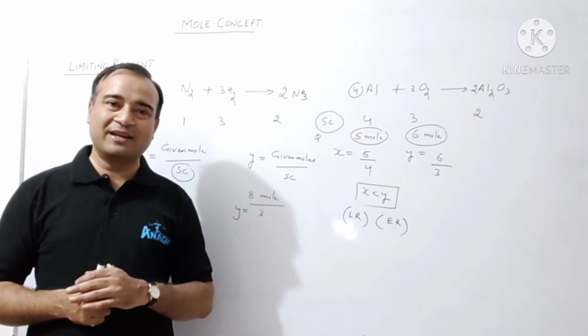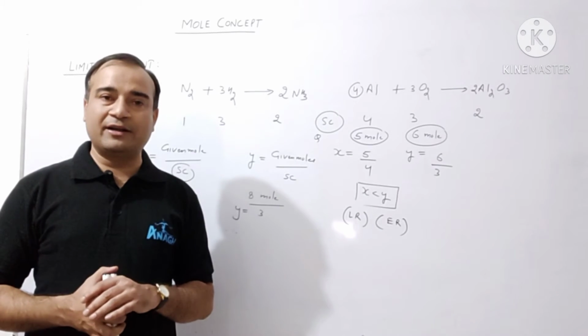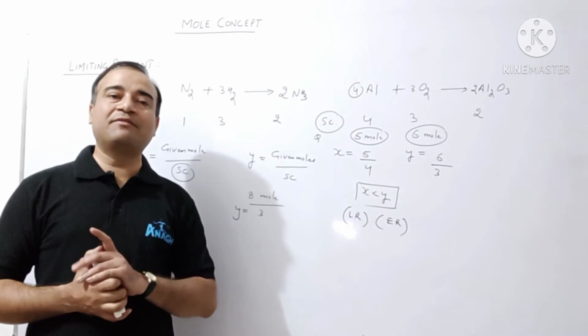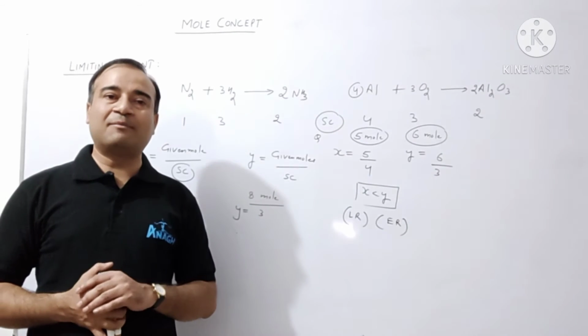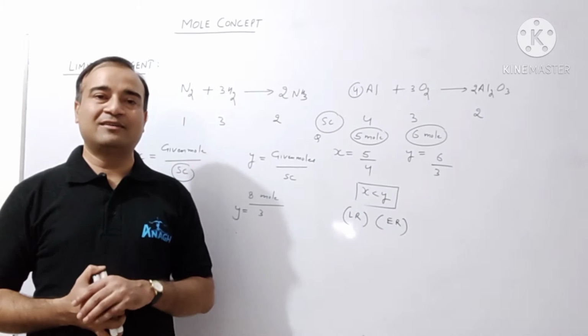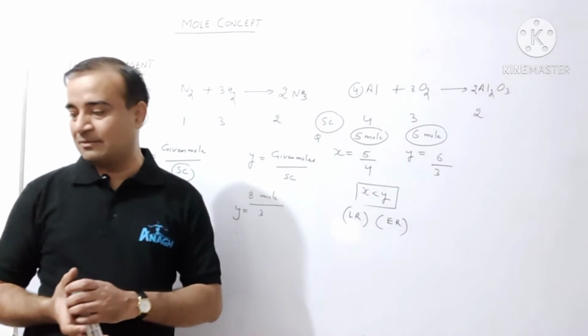How can we determine the limiting reagent as well as the excessive reagent? Now come to the next point. Question number 2. How can we determine the amount of product formed and the amount of the other unreacted reagent, that is called the excessive reagent? Let us see in another example.